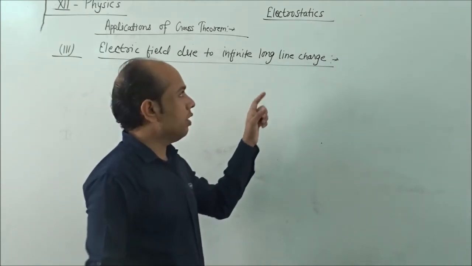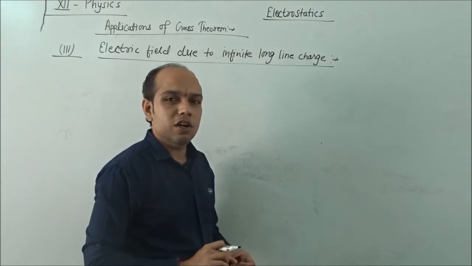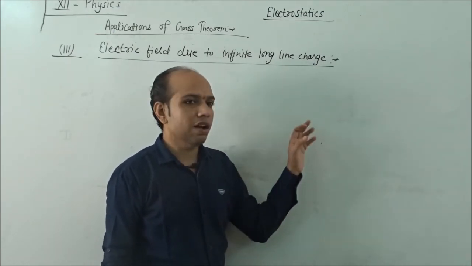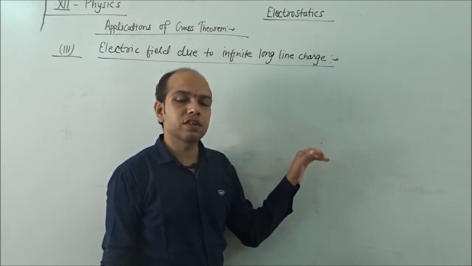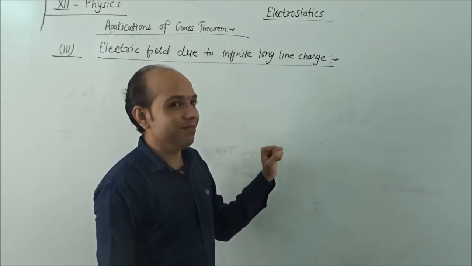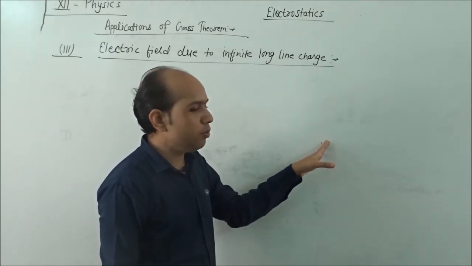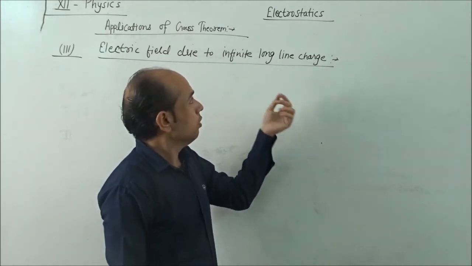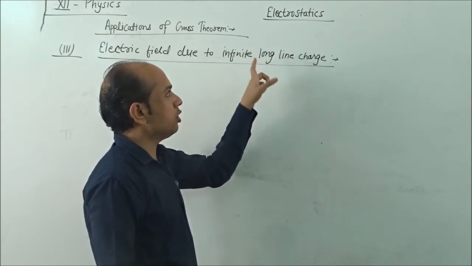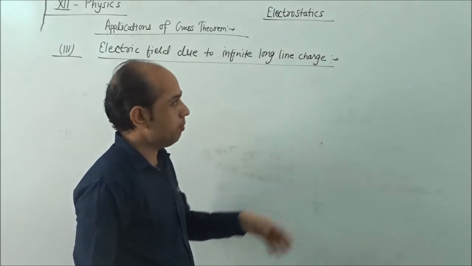Electric field due to an infinitely long line charge. Before starting the chapter, as we know, there are three types of charge distribution. First is linear charge distribution, second is surface charge distribution, and third is volume charge distribution. In linear charge distribution, charge is distributed along a line. In this application, we use linear charge distribution because charge is distributed along the wire.